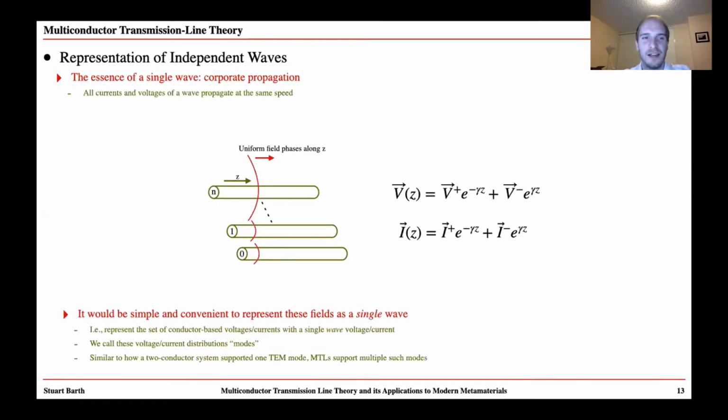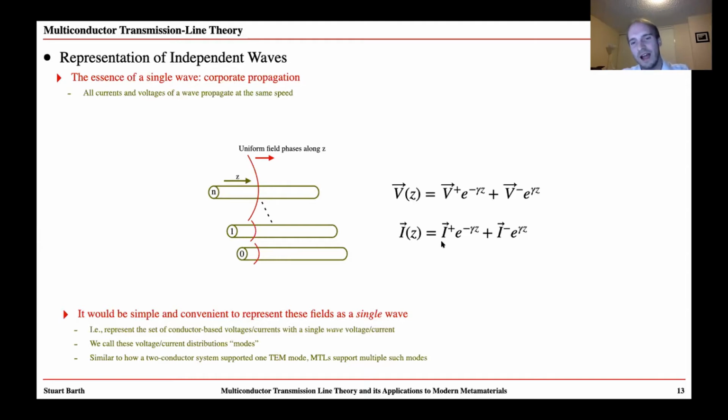Because if we look in depth into how we would represent a single wave, the essence of it is this: a wave has corporate propagation, right? That is to say that the field components of a wave all propagate at the same speed. So I've given a figurative depiction here in the figure. Essentially, if we had fields around these conductors, we would see that all of these fields propagated at the same rate along the transmission line in time. So we would express this as the wave equation shown here in the middle. We have a set of voltages and currents which all travel or incur phase at the same rate. And of course, we know that on a transmission line, the behavior we see is actually the superposition of two waves traveling in either direction. But the important point here is that all the voltages and all the currents propagate at the same rate.